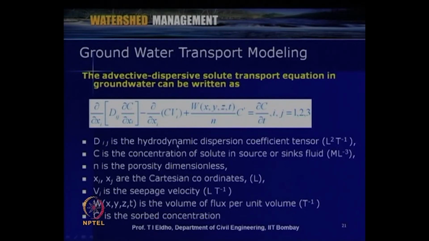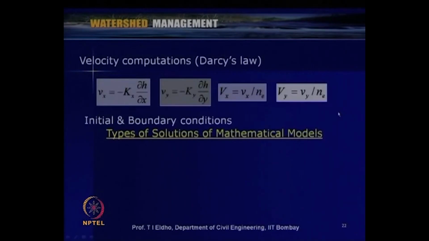Here D is the hydrodynamic dispersion coefficient tensor, c is the concentration of solute in the source or sink fluid, n is the porosity, and xi, xj are Cartesian coordinates. vi is the seepage velocity obtained by solving the groundwater flow equation, and v is obtained by using Darcy's law. Then W is the volume flux per unit volume, and c dash is the sorbed concentration. Different forms of this equation are available depending upon various kinds of transport processes, but a general form is written here.